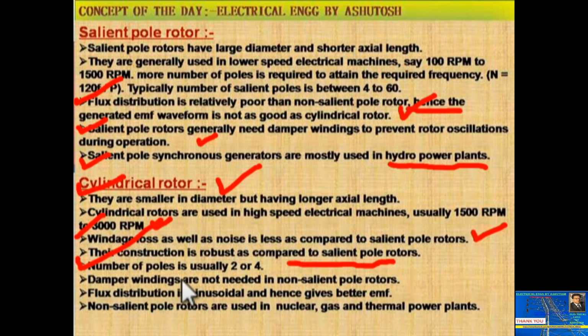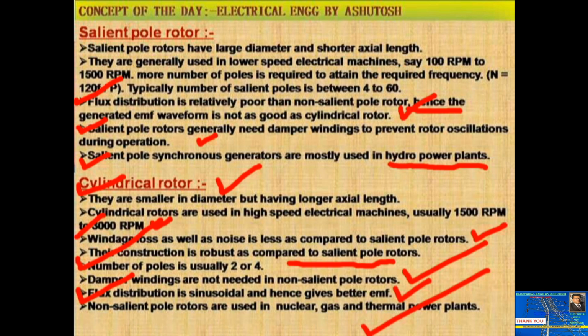And damper windings are not needed in cylindrical rotors. You can see here that damper windings are not required, and the flux distribution is sinusoidal, hence gives better EMF, and the generated EMF waveform is purely sinusoidal. Also, non-salient pole or cylindrical rotors are used in nuclear, gas and thermal power plants, and these are called turbo alternators.